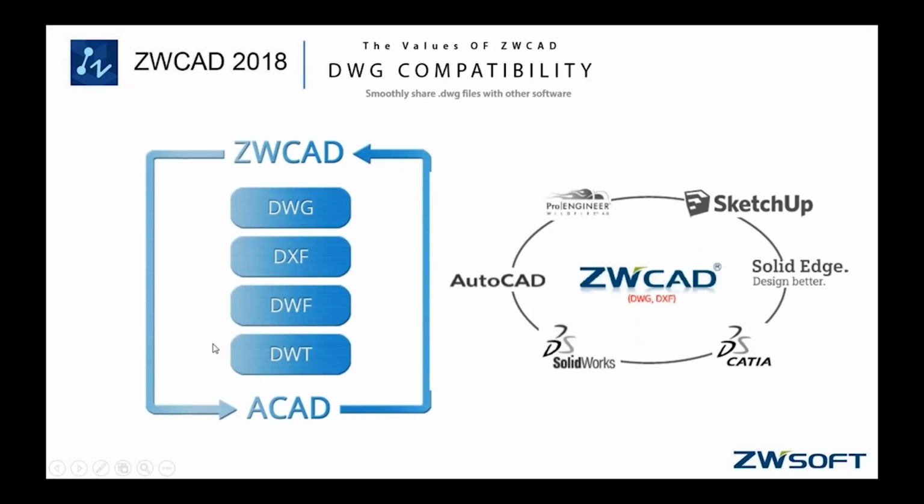ZWCAD has DWG compatibility, and we can smoothly share DWG, DXF, DWF, and DWT format files with other CAD software, for example, AutoCAD. That means if you send DWG drawings created by ZWCAD, other users who use AutoCAD can open them, and it's the same the other way around. Other than that, we have DWG and DXF compatibility with popular 3D software, for example, Pro Engineer, SketchUp, Solid Edge, CATIA, and SolidWorks, and of course, AutoCAD.